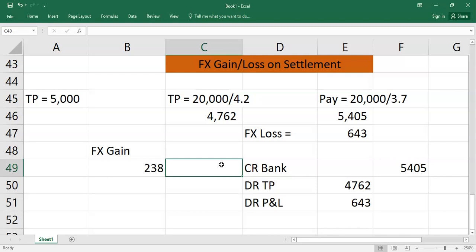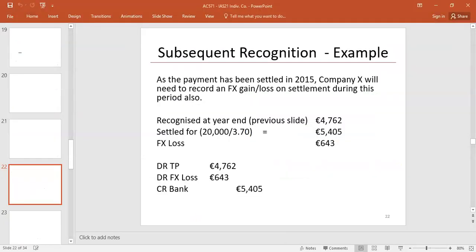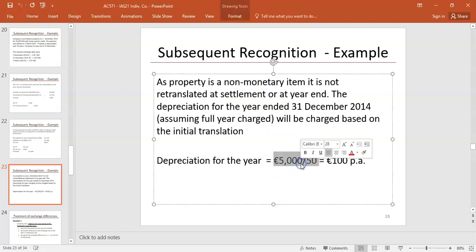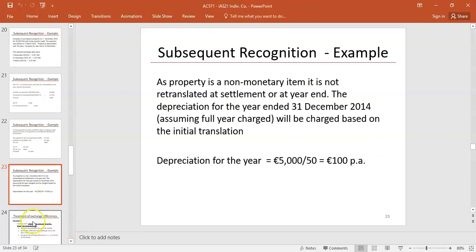Because of course the entries will be the opposite, and thinking about gains or losses will be the opposite as well. So that's where that's coming from. And the key point about the property is, if you're asked to treat it, property is a non-monetary item. So it's not retranslated. That just means your depreciation is based on the 5,000 and you charge 100 depreciation each year. Same would be if you purchased inventory. The inventory is not restated. It's just left at its original entry amount. So that's the key difference between monetary and non-monetary items.